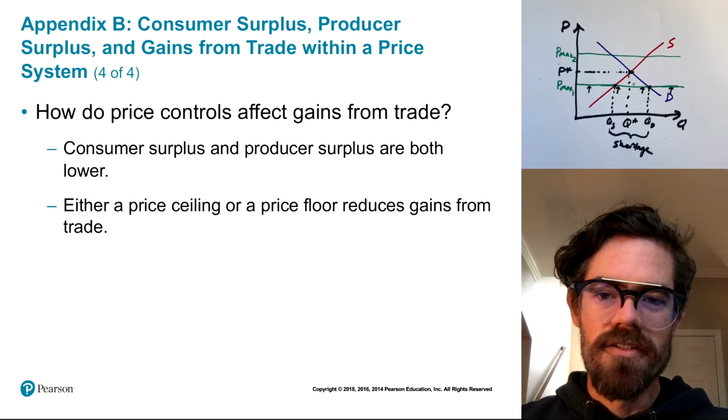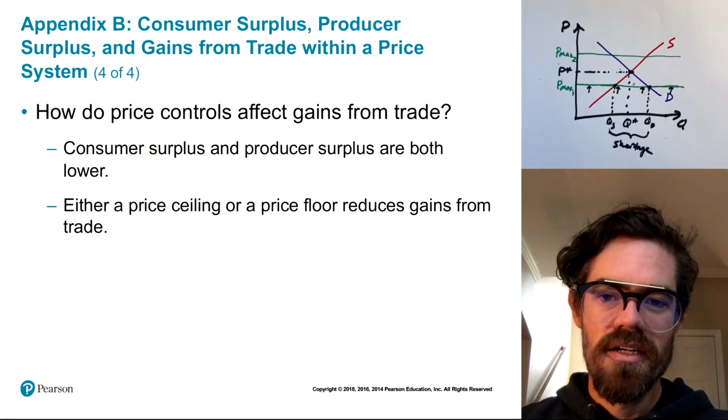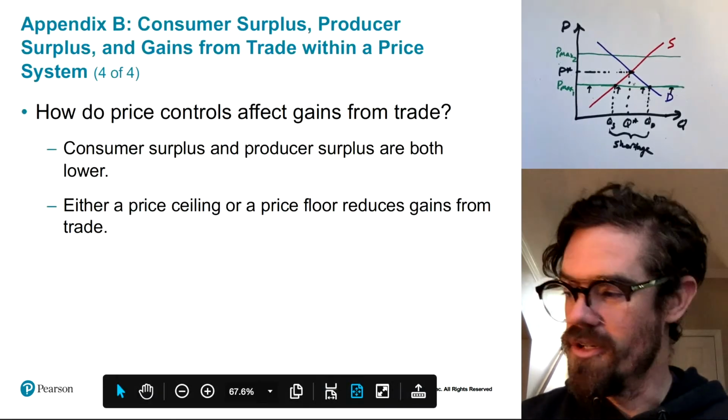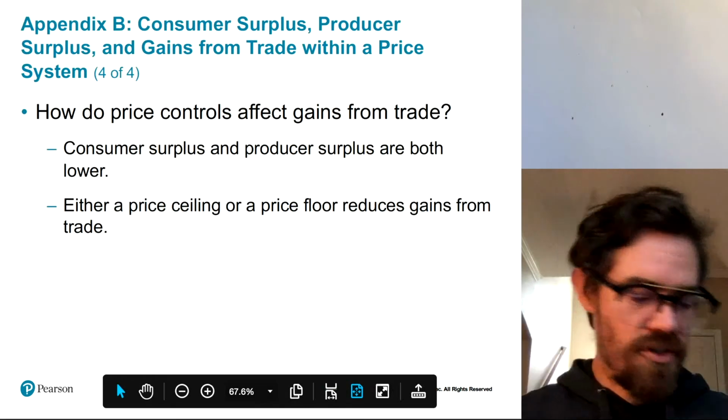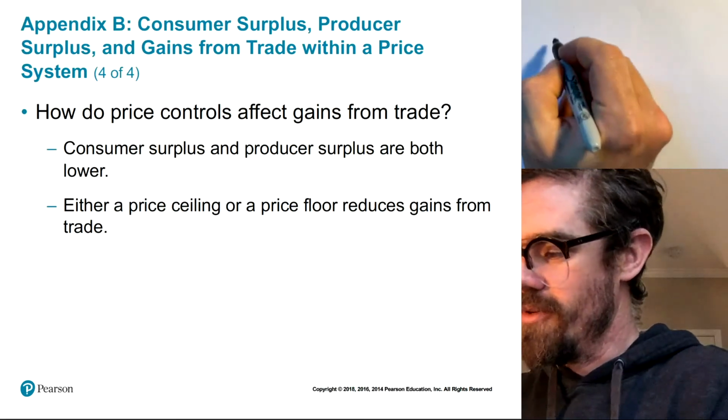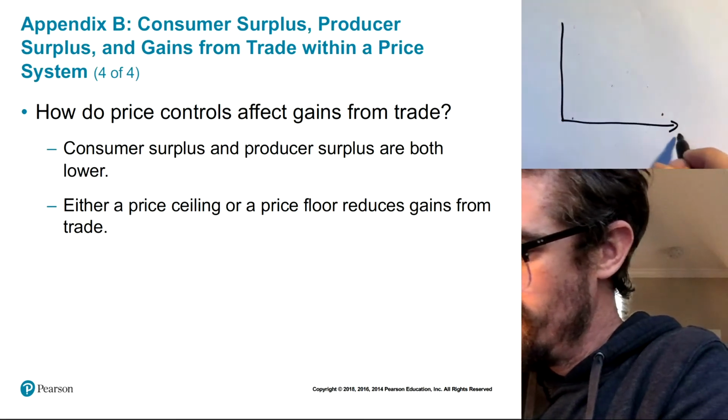All right, and so we'll wrap up this appendix thinking about how price controls can affect gains from trade. What it ends up doing is reducing both consumer and producer surplus, and this happens regardless of whether it's a price ceiling or a price floor. Since there's no picture of that, let me show you one example. I'll show you a price ceiling and how that reduces gains from trade.